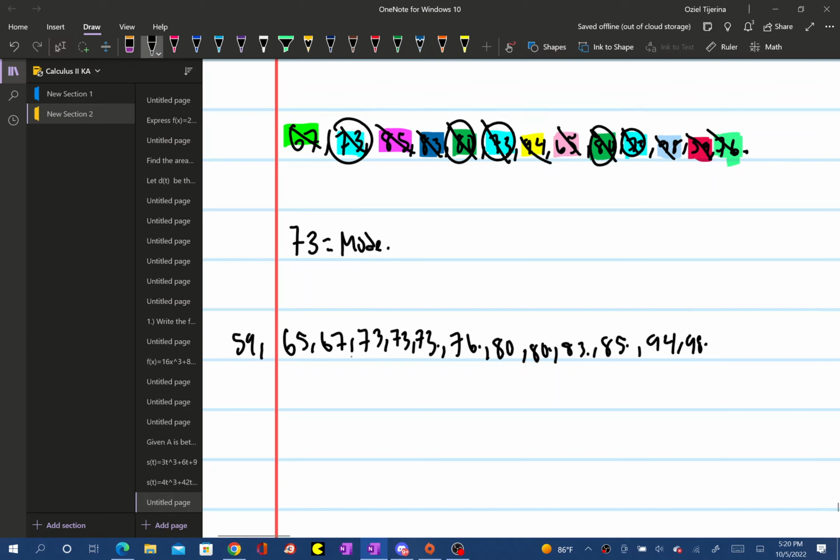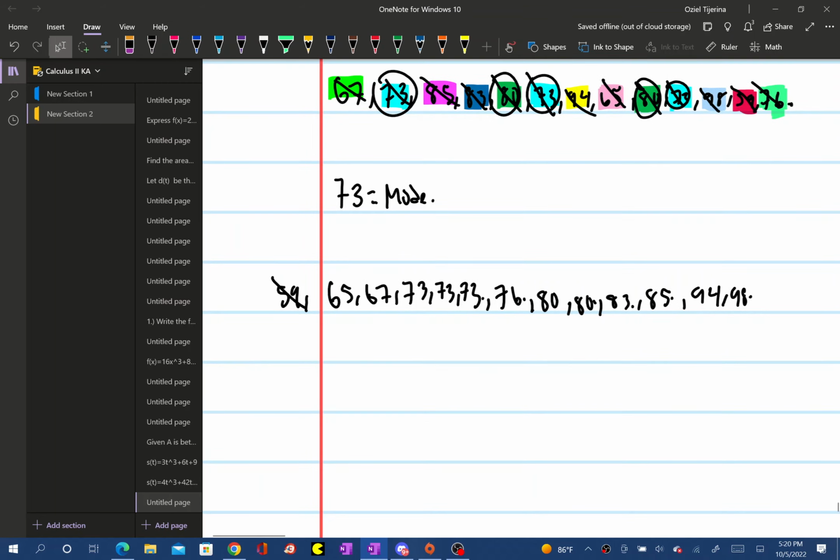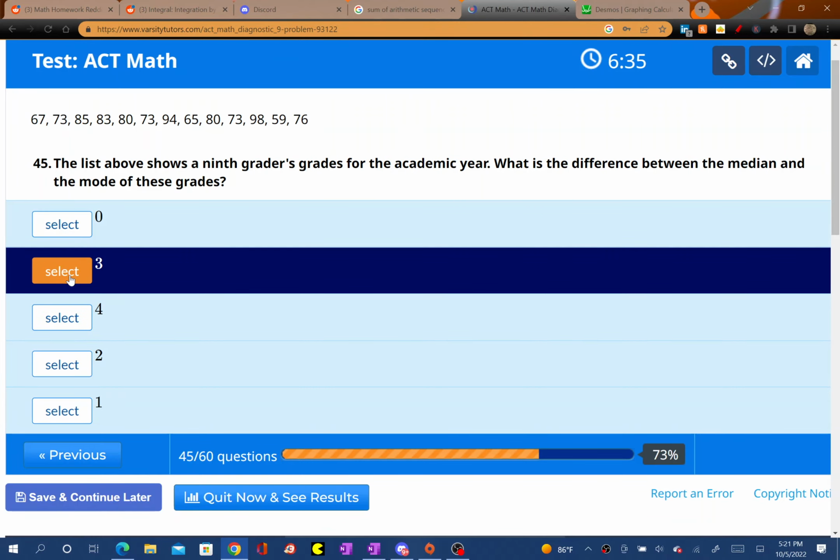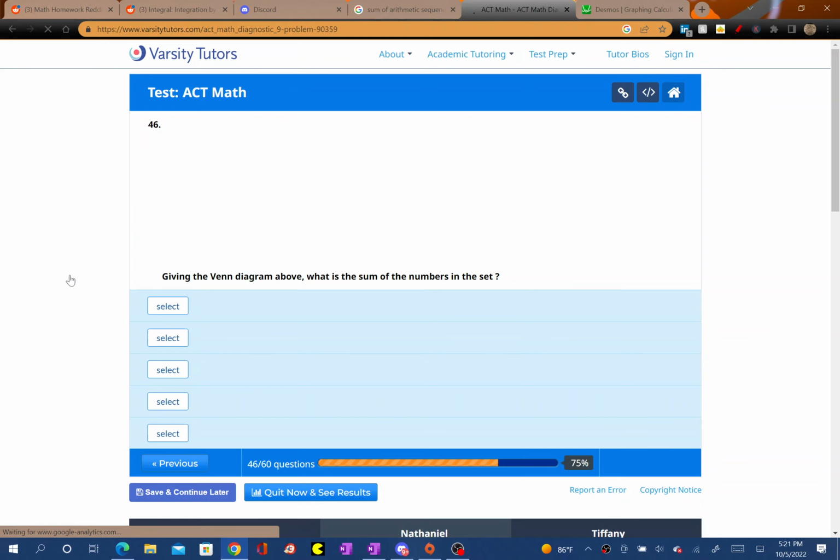Alright, now the median, so we're gonna go 1, 1, 2, 2, 3, 3, 4, 4, 5, 5, 6, 6, so the median is 76. And it's saying, what is the difference between the median and the mode? So we're going to do 76 minus 73, which gives us 3. So the answer is B. Some of these are pretty long, guys. I do apologize.